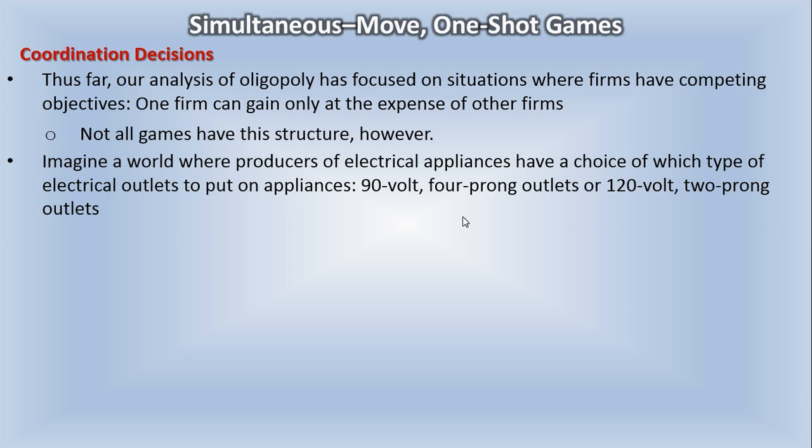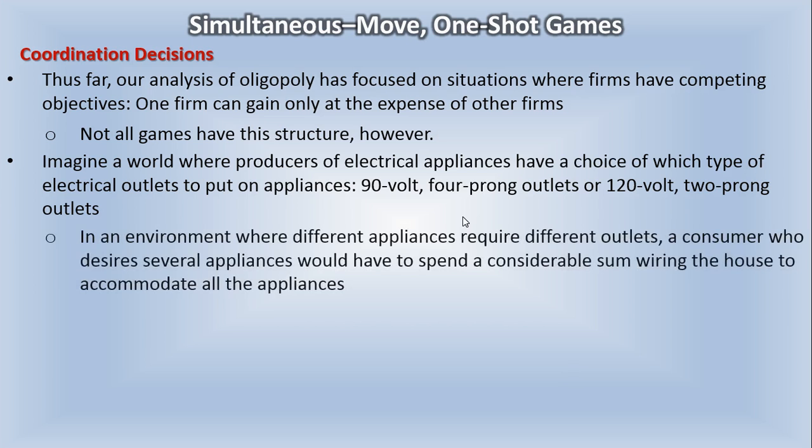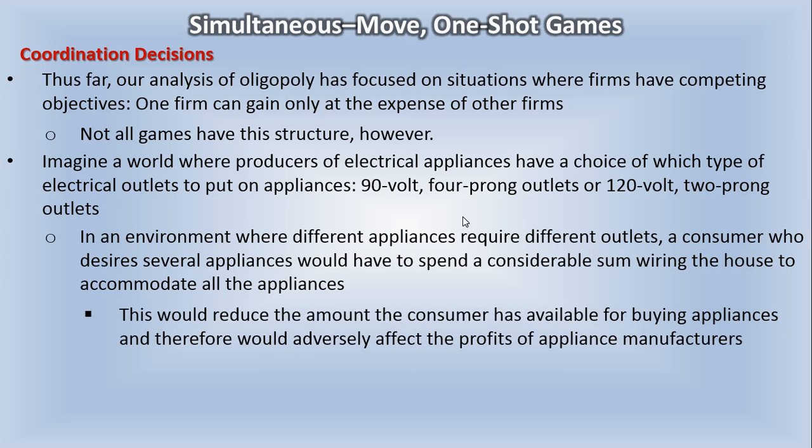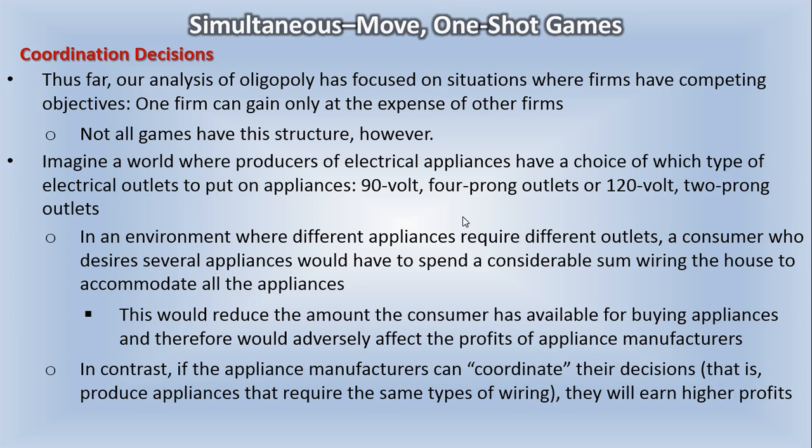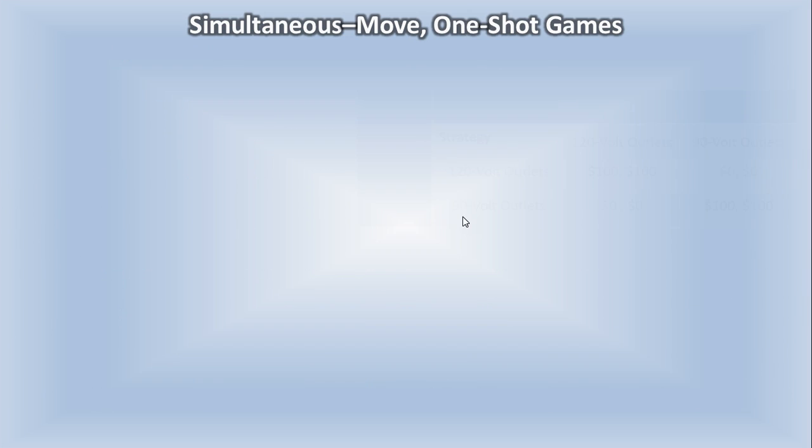Imagine a world where producers of electrical appliances have a choice of which type of electrical outlets to put on appliances, either a 90-volt 4-pronged outlet or 120-volt 2-pronged outlet. In an environment where different appliances require different outlets, a consumer who desires several appliances would have to spend a considerable sum wiring the house to accommodate all appliances. This would reduce the amount the consumer has available for buying appliances and therefore would adversely affect the profits of appliance manufacturers. In contrast, if the appliance manufacturers can coordinate their decisions, that is, produce the appliances that require the same type of wiring, they will earn higher profits.